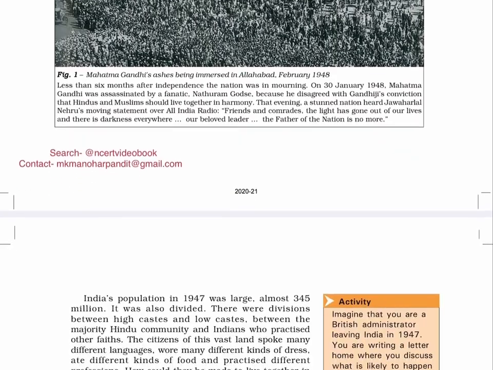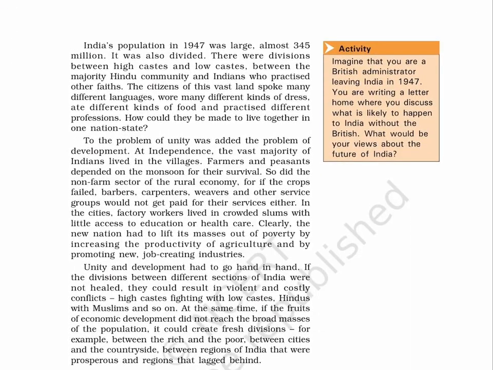Page 129. India's population in 1947 was large, almost 345 million. It was also divided. There were divisions between high castes and low castes, between the majority Hindu community and Indians who practiced other faiths. The citizens of this vast land spoke many different languages, wore many different kinds of dress, ate different kinds of food, and practiced different professions. How could they be made to live together in one nation state?